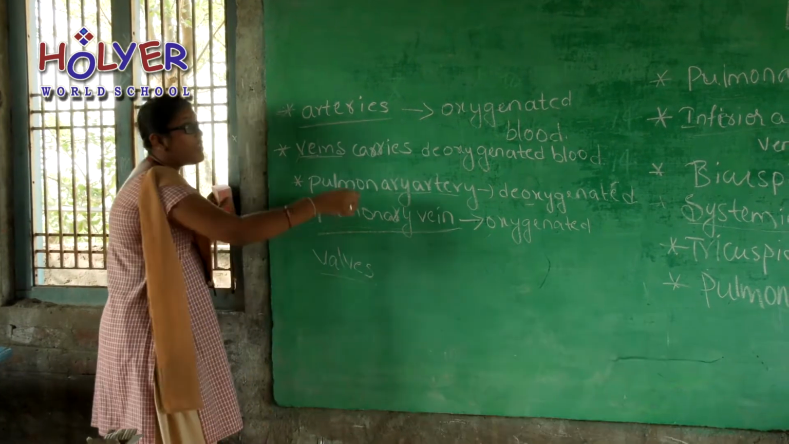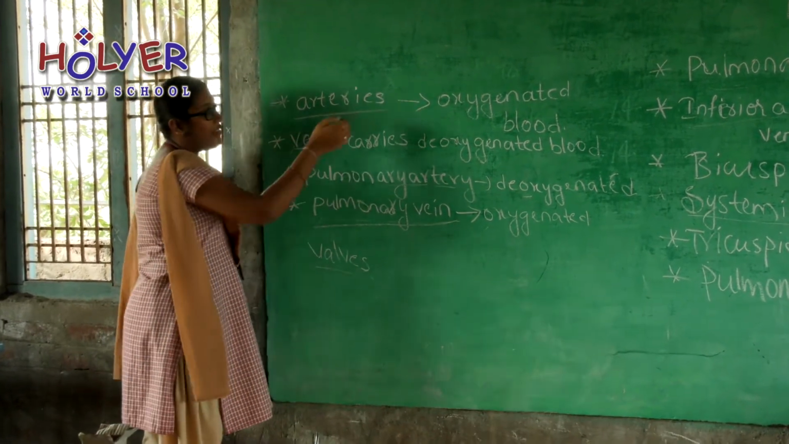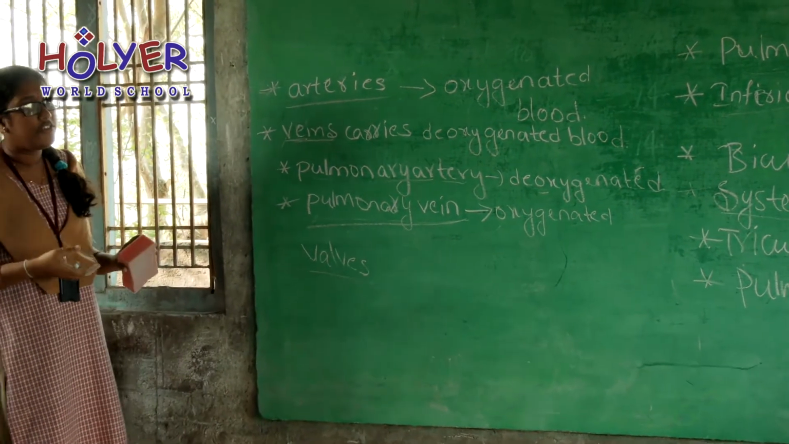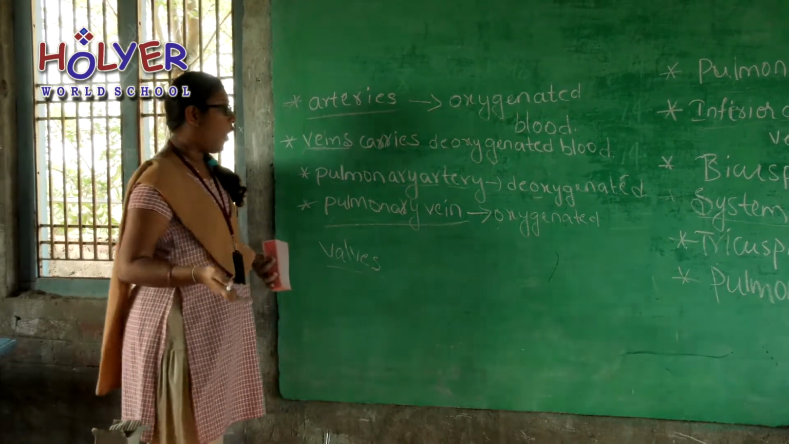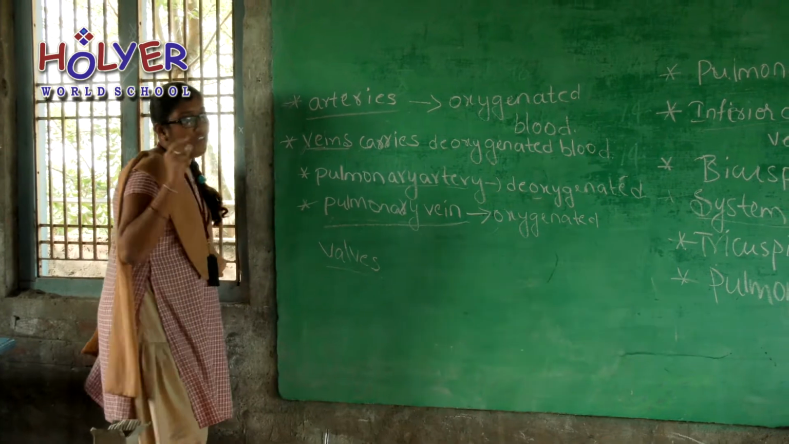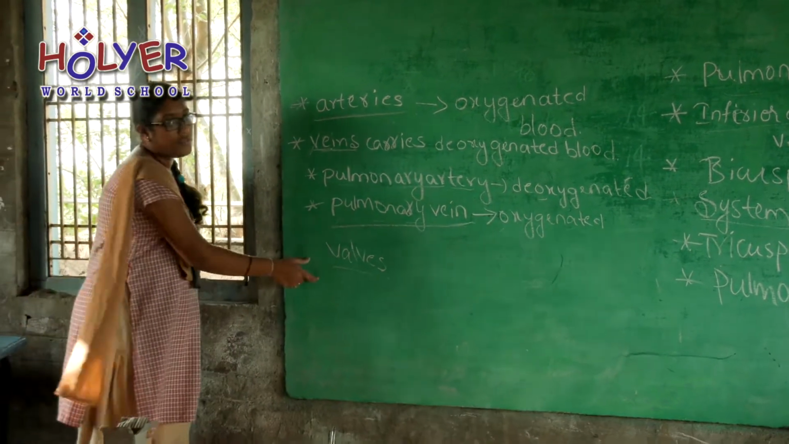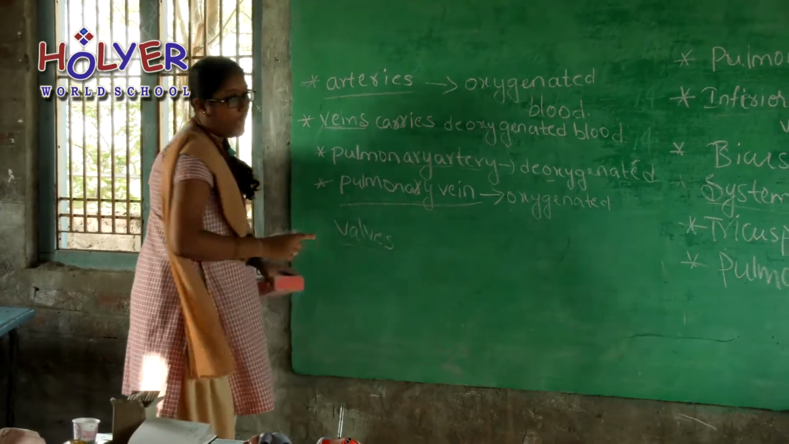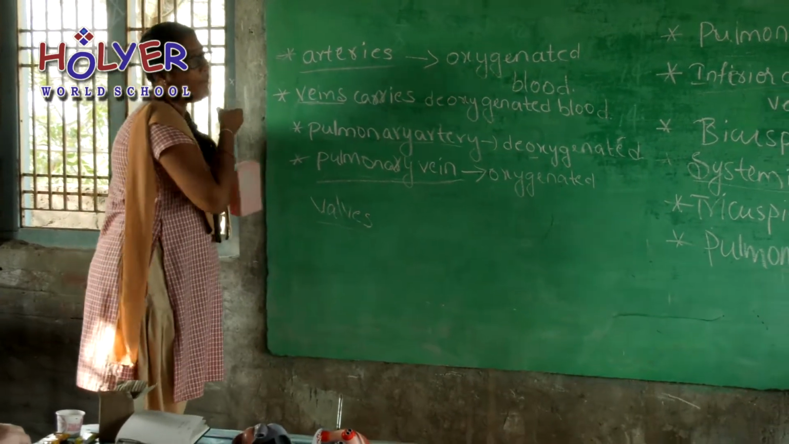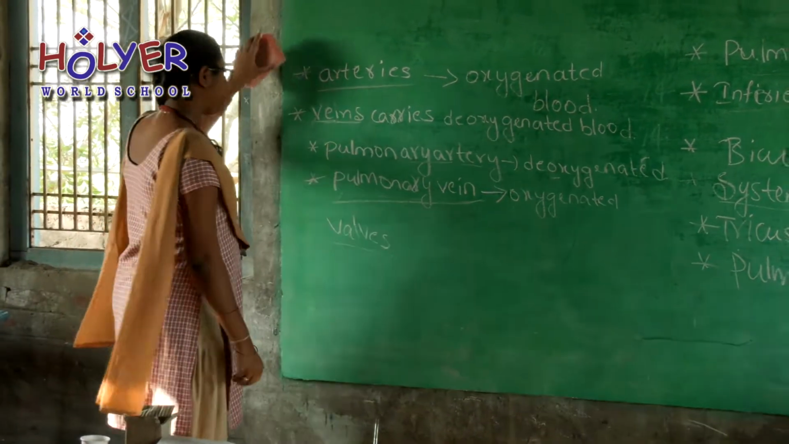But these valves are absent in arteries as there is high pressure in the arteries. So it doesn't need any valves. For veins, there is low pressure, so they need valves. These are one-way valves. They don't allow the blood to flow in the opposite direction.